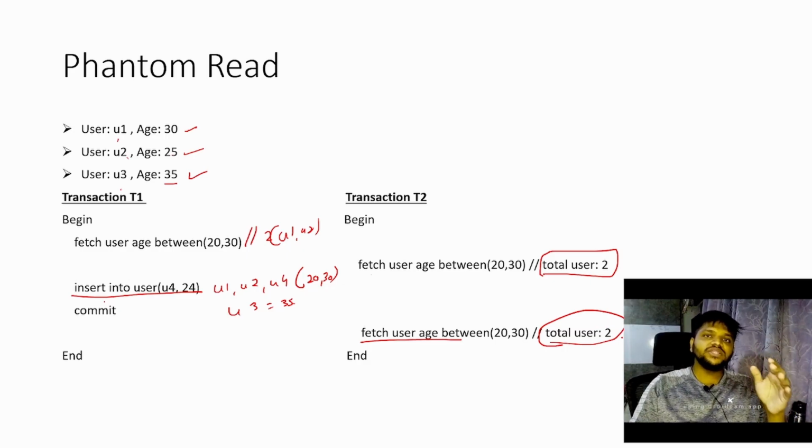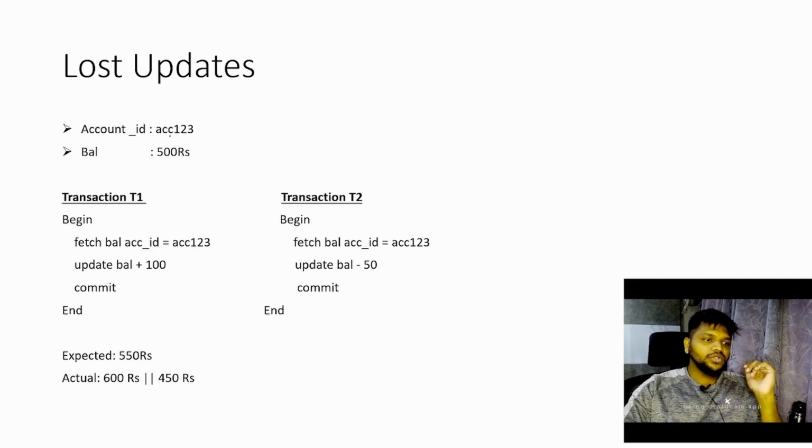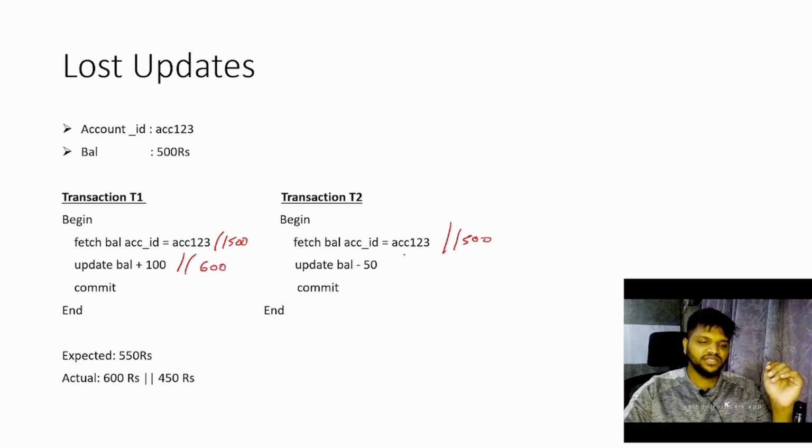Now let's finally discuss the last part, that is lost updates. Same old example: account ID 123, balance is 500. Begin transaction, fetch account balance. Here it is able to see 500, and here again at the same time, a race condition, both are seeing 500. One is updating it, and in memory it now sees 600, here it sees 450. This one is committing, and this one is also committing.